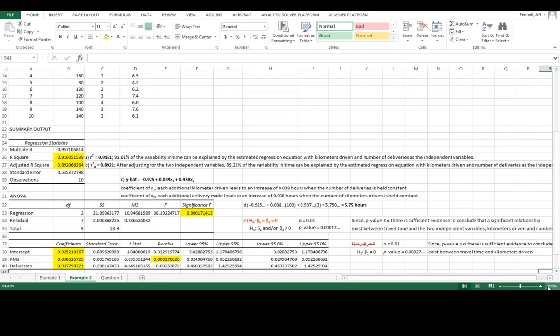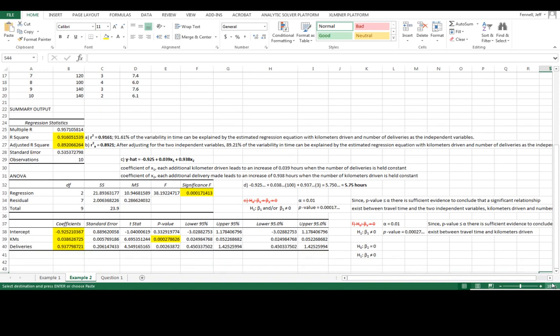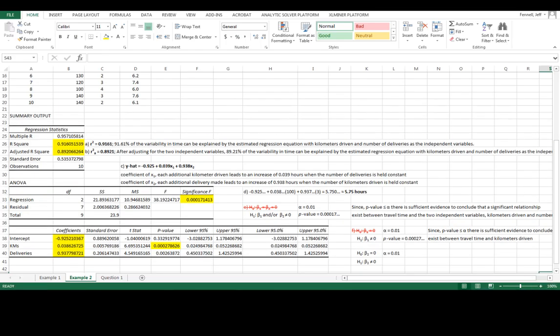Now performing our second individual t-test on our second independent variable, number of deliveries. Again, our hypotheses now refer to the fact that we're testing only the slope of our second independent variable, or beta 2. We're once again asked to do it at a 1% level of significance. Our p-value now coming from the deliveries output.